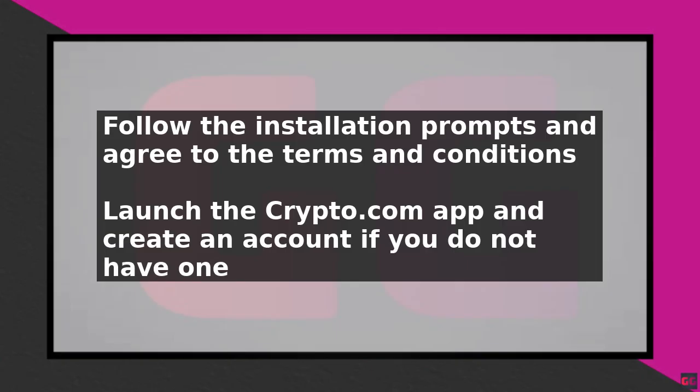Log into your Crypto.com account using your email address and password. You will then be taken to the dashboard where you can view your account balance, transaction history, and other features such as buying, selling, and trading cryptocurrencies.